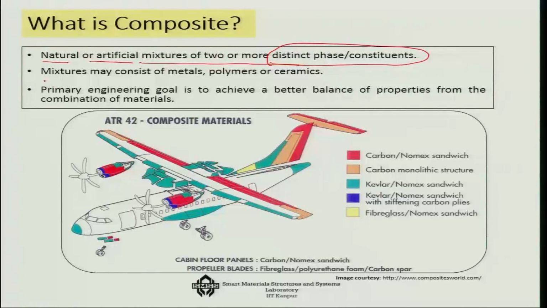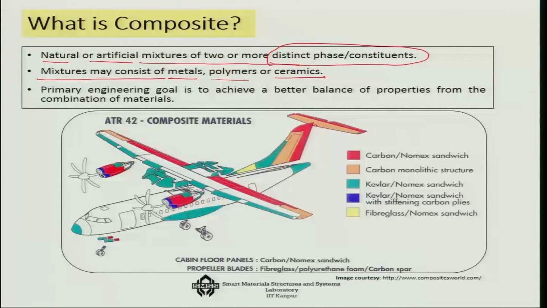So, the mixtures may consist of metals, polymers or ceramics. It can be between metals and ceramics, some types of composites, or polymers and ceramics. Metals and polymers is of course very rare, but that is also possible. So, various types of such compositions are possible.